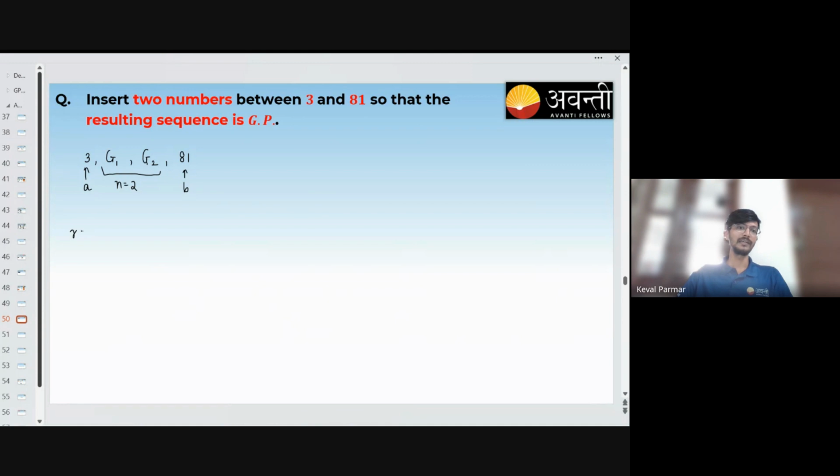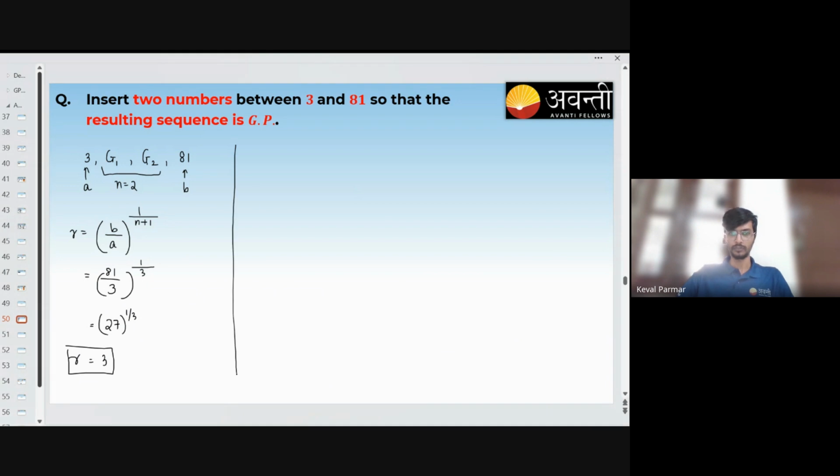So what will be R? The formula for R is (B upon A) raised to 1 upon n plus 1. So that means (81 upon 3) raised to 1 upon 3. 81 upon 3 is 27. Raised to 1 by 3 means cube root. The cube root of 27 is 3. So we got R. Correct? Yes, 3, right.